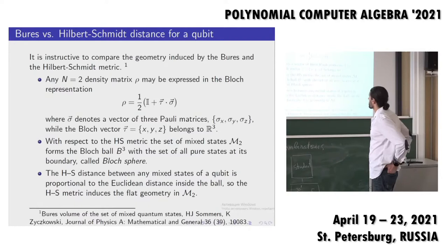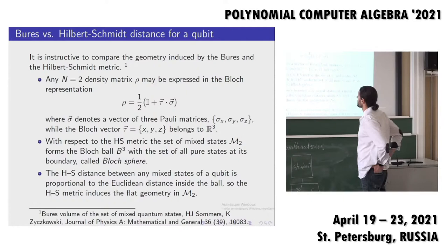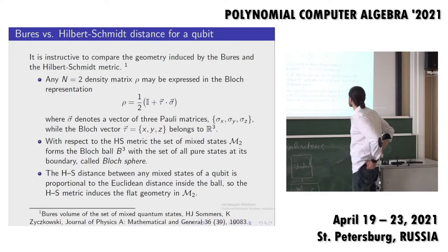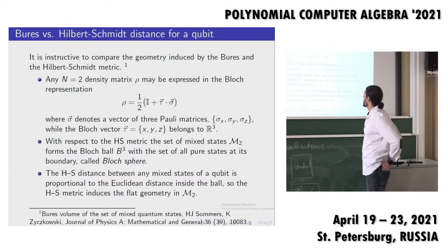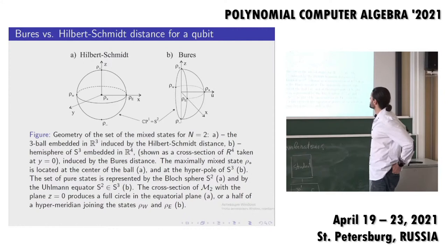Okay, maybe I'll just briefly say something about the difference or the connection to the Hilbert-Schmidt distance for a qubit. So for a qubit, we can express the density matrix in the Bloch representation, with Pauli matrices and the Bloch vector tau. So in this case, we have a picture here. The Hilbert-Schmidt metric induces a flat geometry on the space. So what we get is a Bloch ball in 3D, where, as I said already, the pure states are located on the surface of the Bloch ball. Mixed states are in the inside. The completely mixed state, rho star, is in the middle.